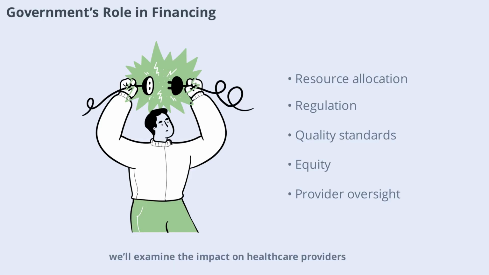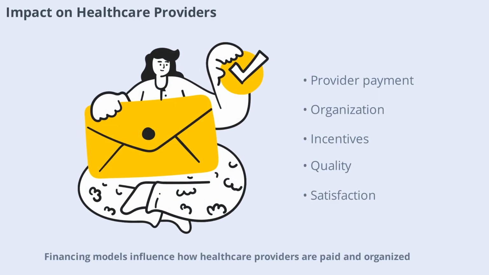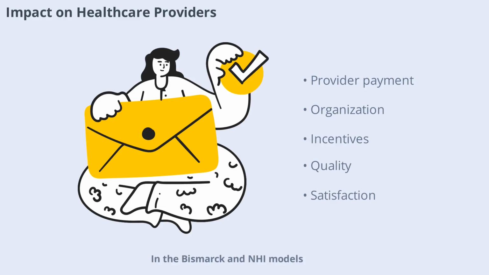Next, we'll examine the impact on healthcare providers. Financing models influence how healthcare providers are paid and organized. In the Beveridge model, providers are often government employees. In the Bismarck and NHI models, providers are usually private but work within regulated frameworks. Payment methods can include salaries, fees for service, or capitation. These arrangements affect provider incentives, quality of care, and patient satisfaction.